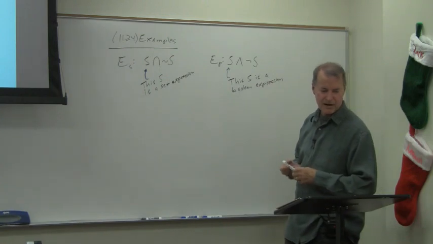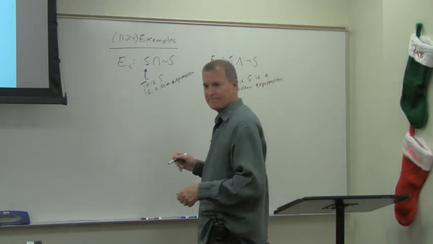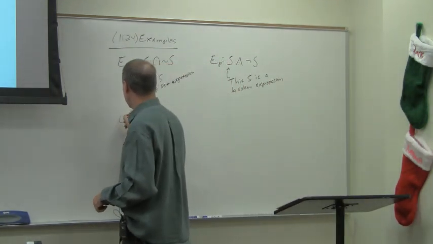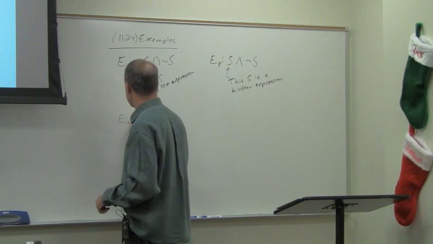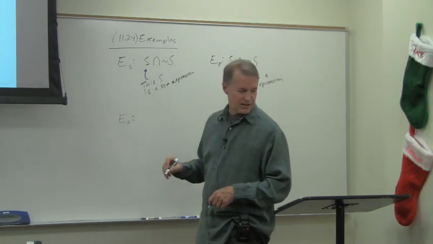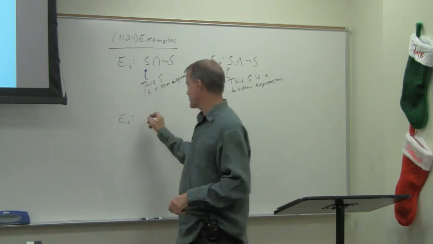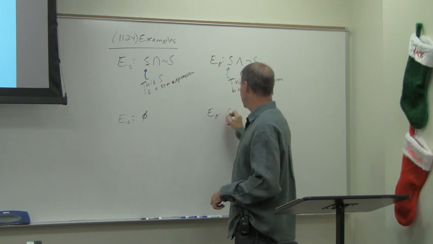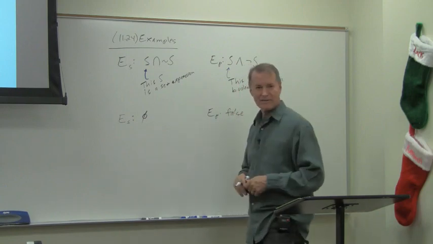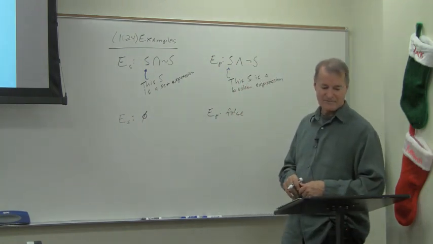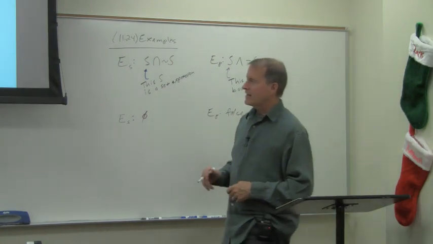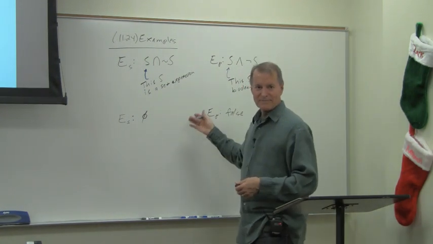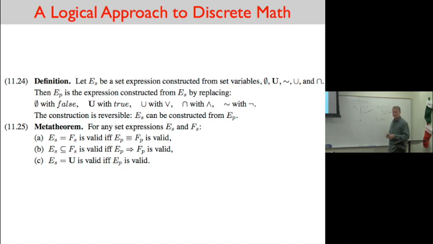Okay. All right. So, Kyle, what about this? E sub s is the expression, the empty set. So what's E sub p? False. Yeah, it's false. Is everybody clear on that? Okay. We could go through more examples, but I don't think we need to. Okay, so now let's take a look at 11.25.